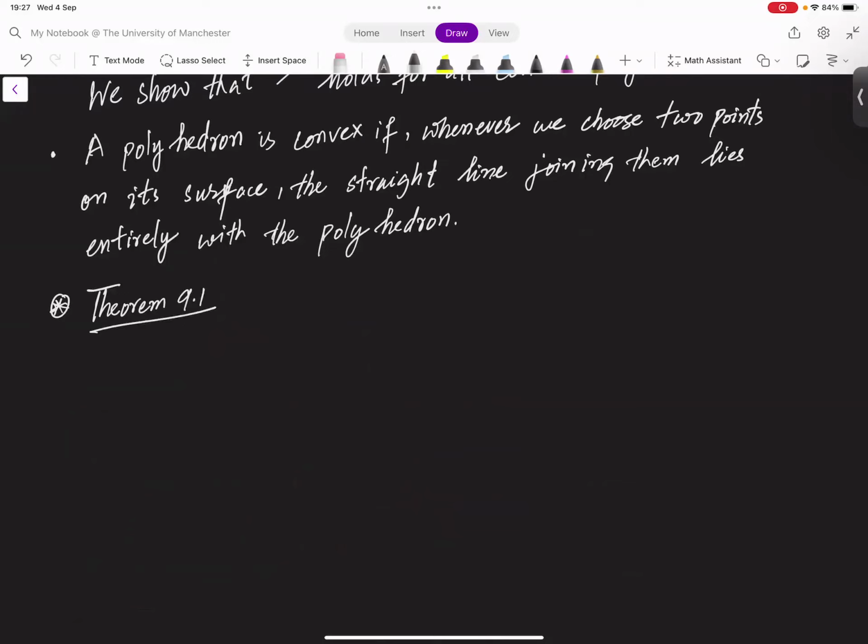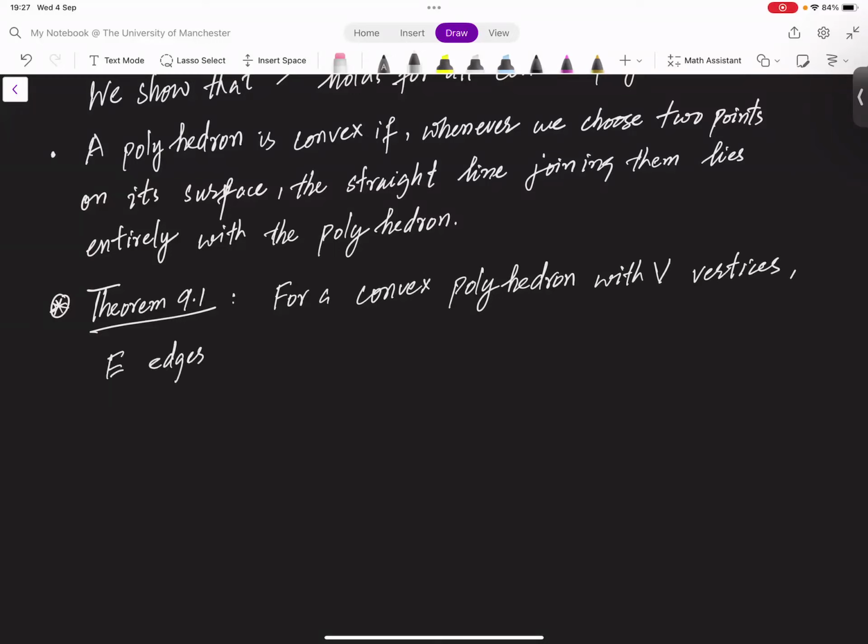Theorem 9.1 says that for a convex polyhedron with V vertices, E edges, and F faces, we have vertices minus edges plus faces is always equal to 2.